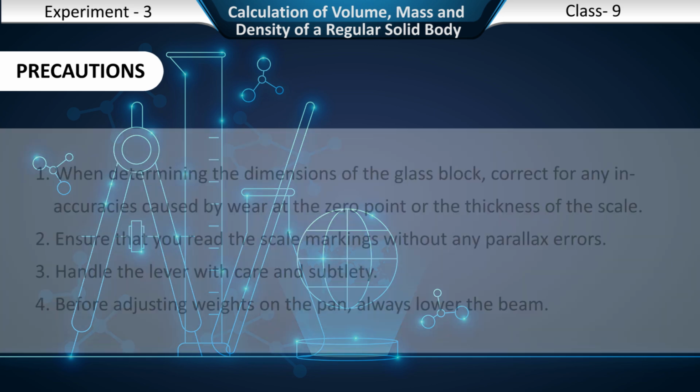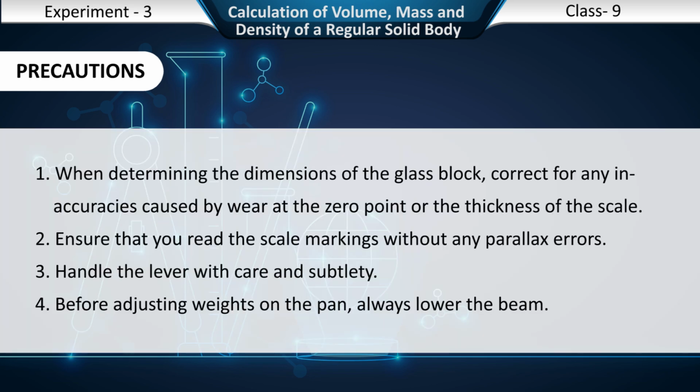Precautions. 1. When determining the dimensions of the glass block, correct for any inaccuracies caused by wear at the 0 point or the thickness of the scale. 2. Ensure that you read the scale markings without any parallax errors. 3. Handle the lever with care and subtlety. 4. Before adjusting weights on the pan, always lower the beam.